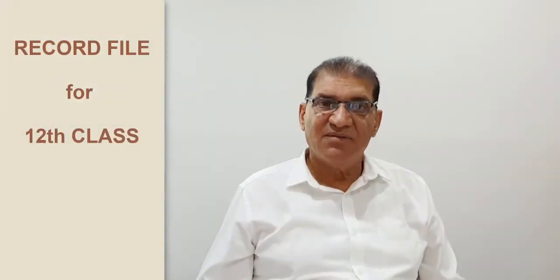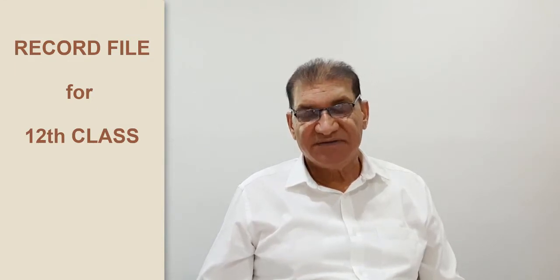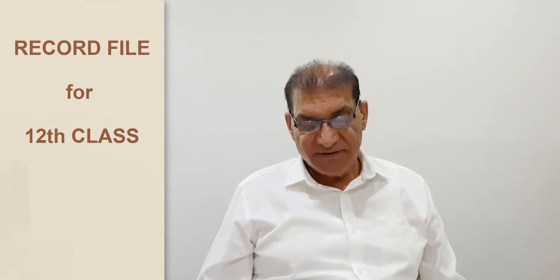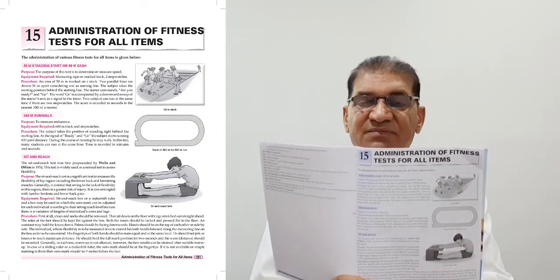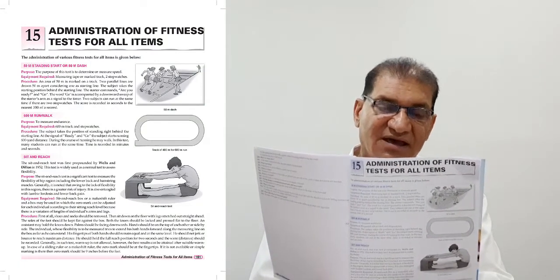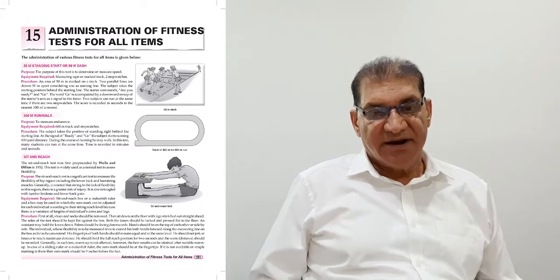For the 12th class lab manual, some record file is essential to be prepared by each and every student. The first one, which is essential for the record file, is administration of all fitness tests for all the items. I mean to say that various tests such as 400-meter run or walk, sit and reach test, push-ups for girls and boys, etc. These things are essential for fitness purpose. These are the fitness tests which are prescribed for 12th class.